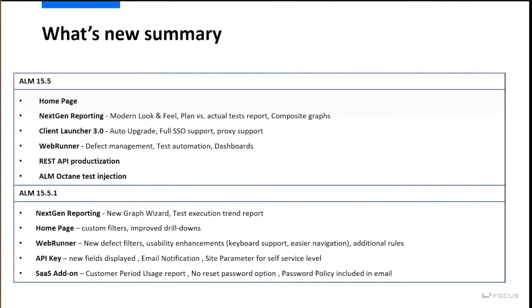Homepage has got customizing options. WebRunner has seen good enhancements, like defect filtering has been introduced, and we have additional rules and customizations available. And from the API key perspective, there are more options available now. And in the SaaS add-on as well, we have enhancements from usage reports and other perspectives. So this was a quick summary of what's new in 15.5 and patch 1.